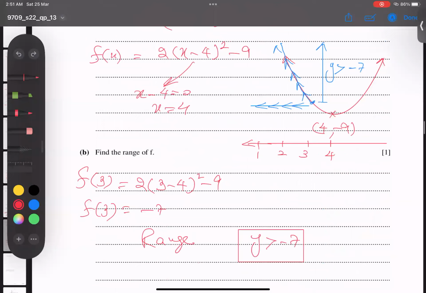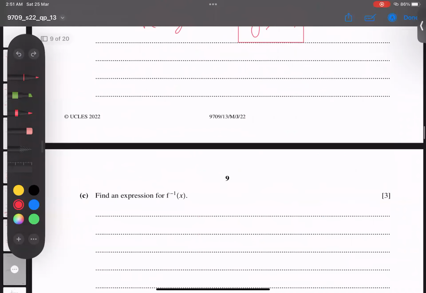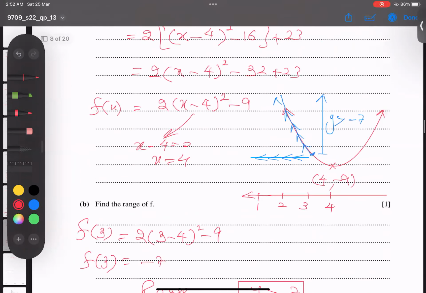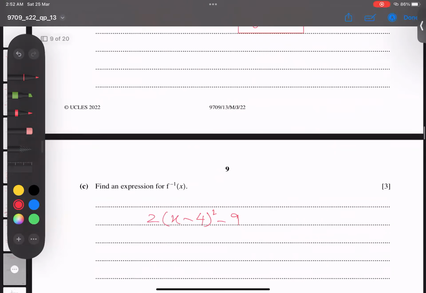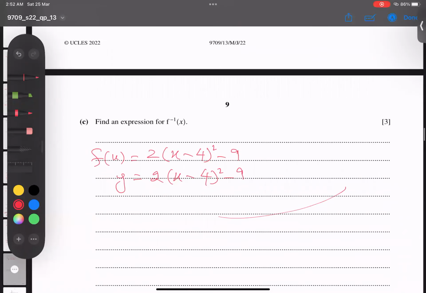So I will take the completing square form. So 2 times (x minus 4) squared. Let me recheck. Yeah, 2(x minus 4) whole square minus 9 is my function actually. And now I'm going to find the inverse. What is method number 1? Remove the function name and write y. Step number 2, try to make x the subject. So this 9 will go and add.